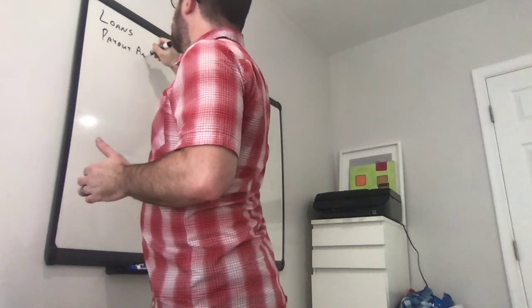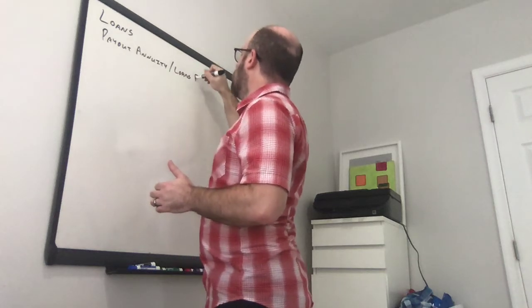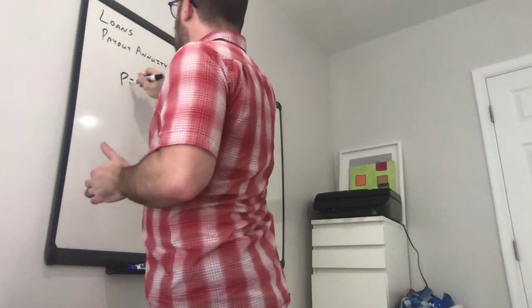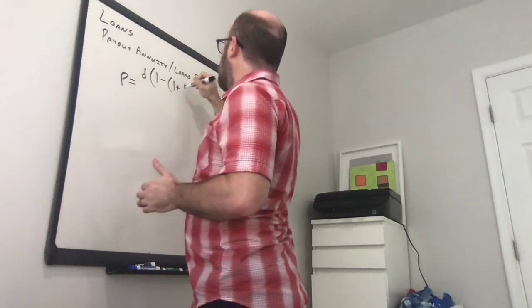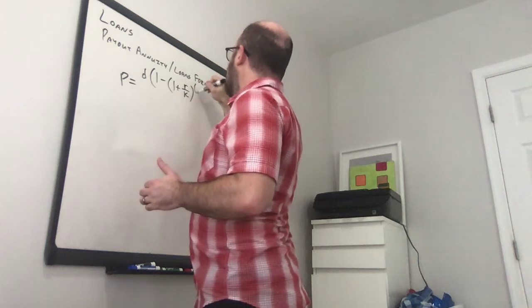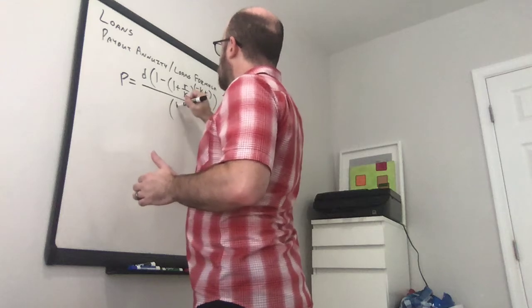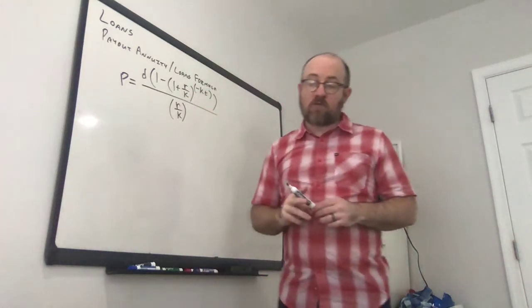So this payout annuity loans formula, which was, if you remember, P equals D times 1 minus 1 plus R over K to the negative KT, all over R over K. So this is the payout annuity loan formula.